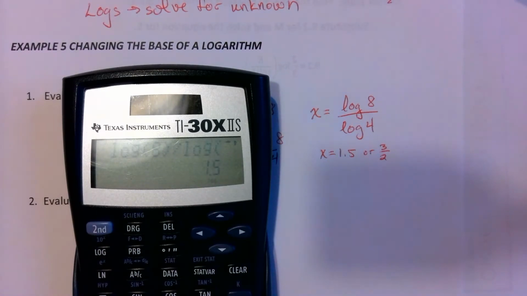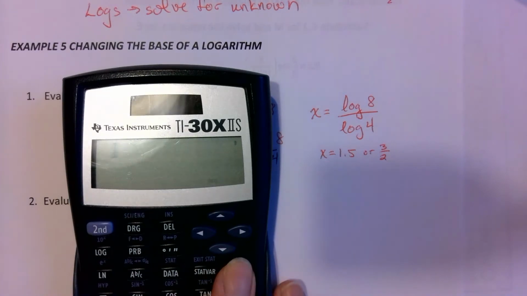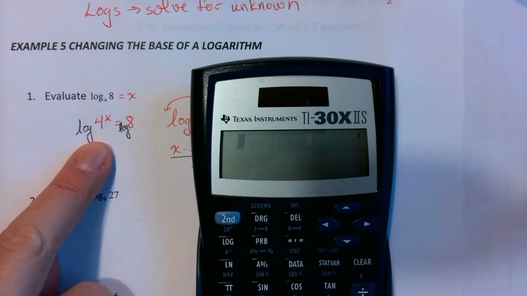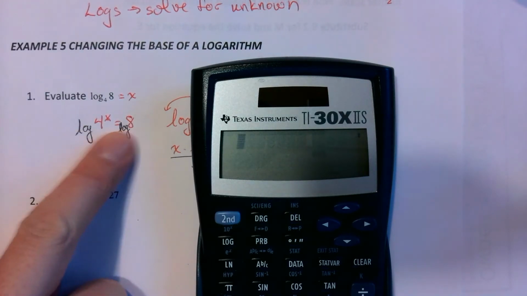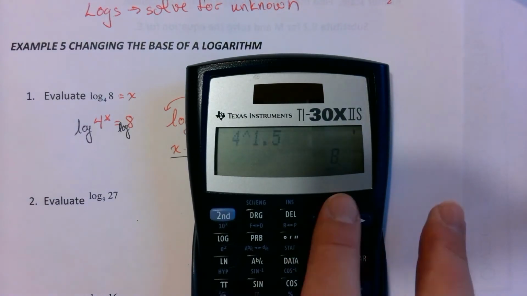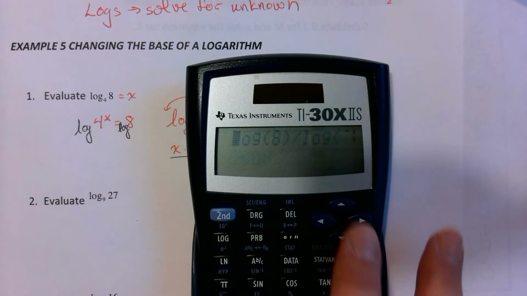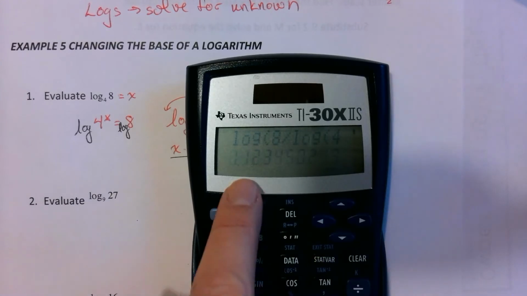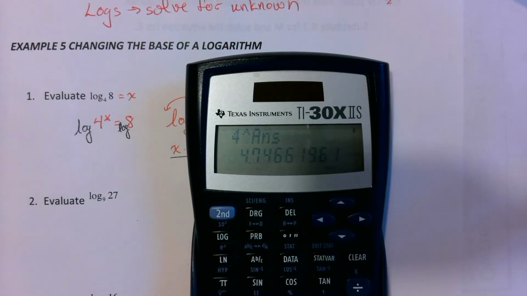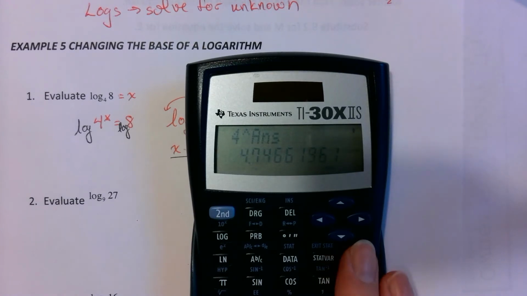So how do I know if I'm right or wrong? I'm actually going to go back to the beginning where I had taken my log form and change it to exponential. 4 to the x equals 8. I'm just going to type in 4 to the 1.5. And there it is. I get out 8. If I type in that last incorrect answer, which was like 1.12, and I type in 4 to the power of that answer without even rounding it, I get something really wrong. That is not 8. So it's good to double check yourself also.